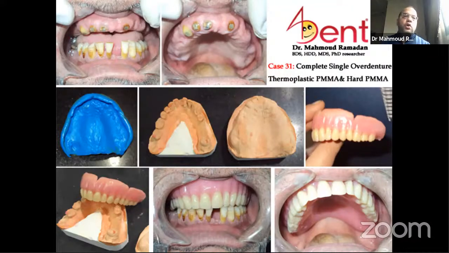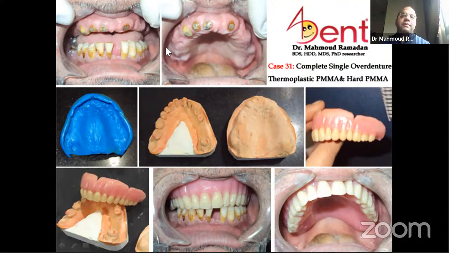until the combination syndrome is totally formed. So if we maintain the support here by leaving these remaining roots under the denture, the patient feels like he is biting with his own teeth. The patient regulates his biting force. The patient also preserves the bone around the abutment teeth.